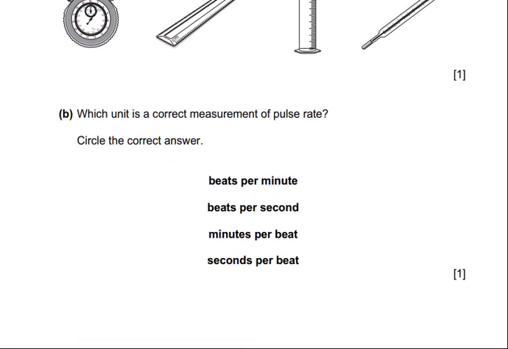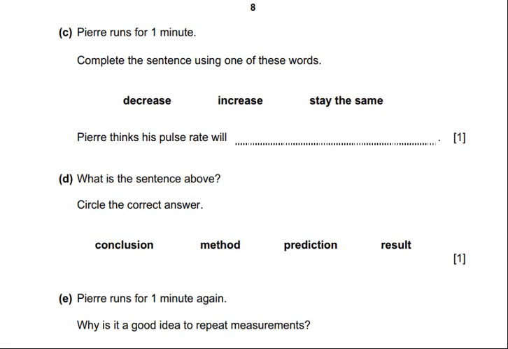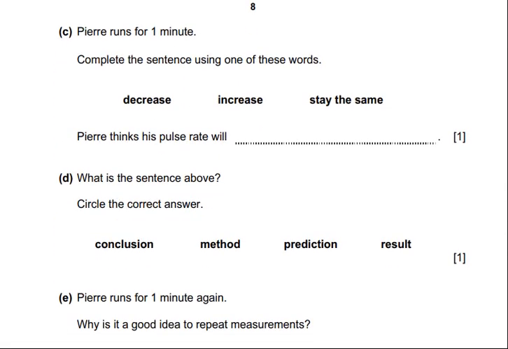B. Which unit is the correct measurement of pulse rate? Circle the correct answer. We know that heartbeat or pulse rate is measured in a unit, and the unit is called beats per minute. So the first one is the correct answer. We have to circle the first one, beats per minute. Next page, question C. Perry runs for 1 minute. Complete the sentence using one of these words. Decrease, increase, stay the same.